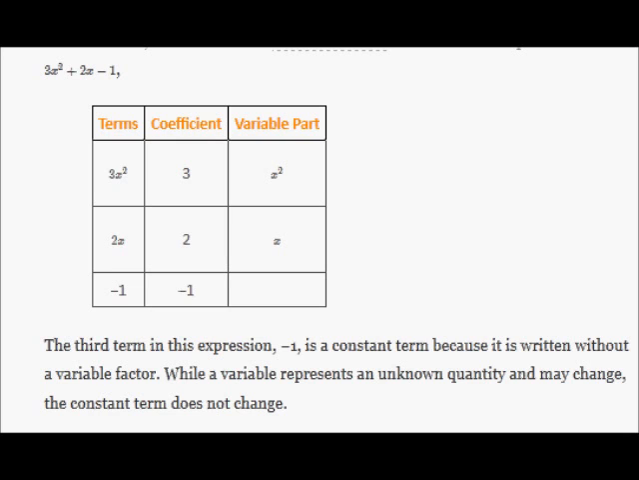The third term in this expression, negative 1, is a constant term because it's written without a variable factor. While a variable represents an unknown quantity and may change, the constant term does not change. Negative 1 is always going to be equal to negative 1.